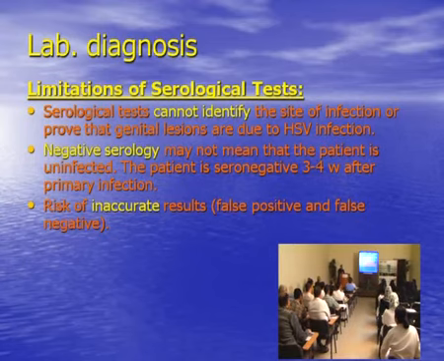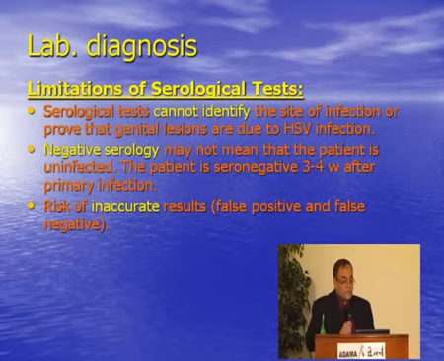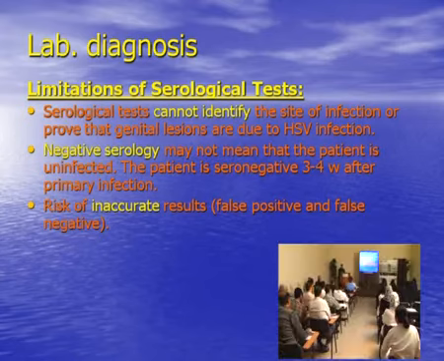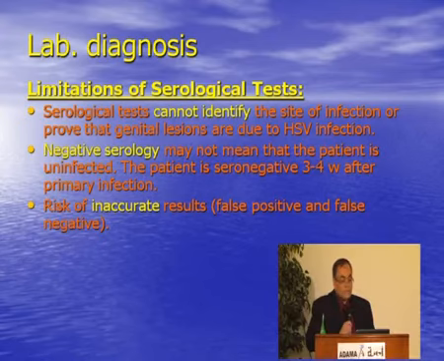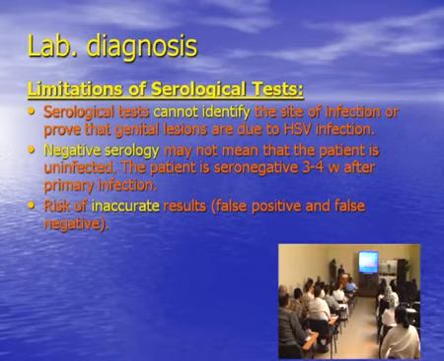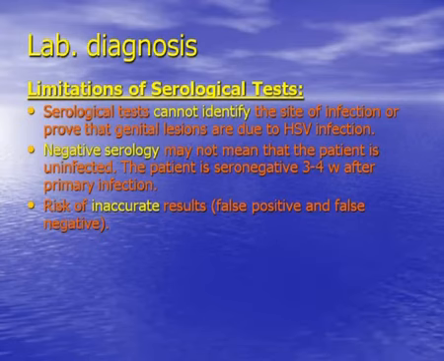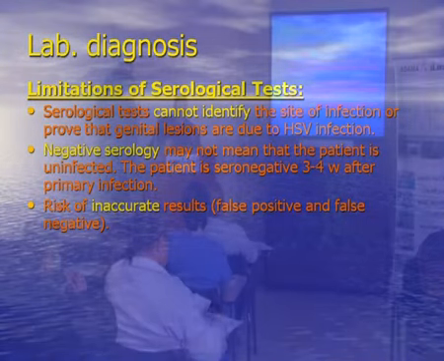Limitations of serological tests. It cannot identify the site of infection or prove that genital lesions are due to herpes simplex virus infection. Negative serology may not mean that the patient is not infected. The patient is seronegative 3 to 4 weeks, as we said before, after primary infection. There is risk of inaccurate result, false positive or negative.